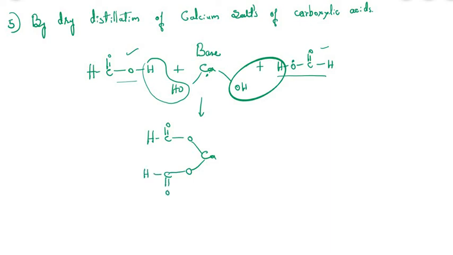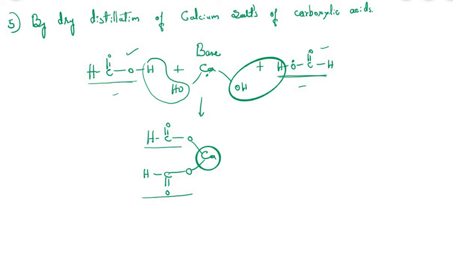So this is formic acid, and even this also is formic acid. Now calcium is divalent, so in order to neutralize, we require two molecules of formic acid. So this salt is called calcium formate. It is nothing but called calcium formate.